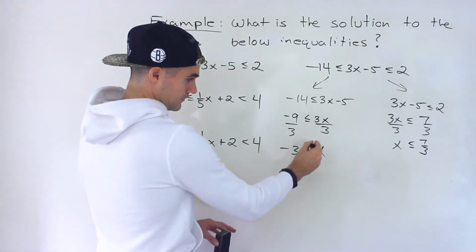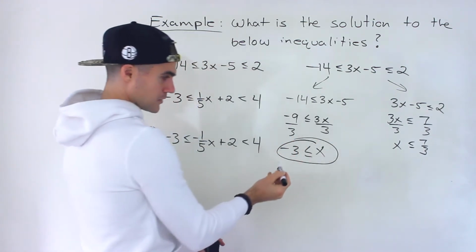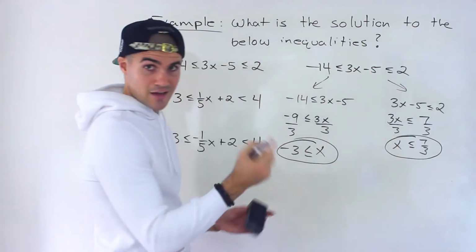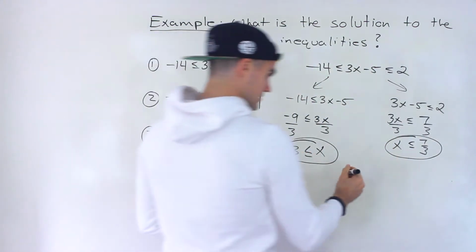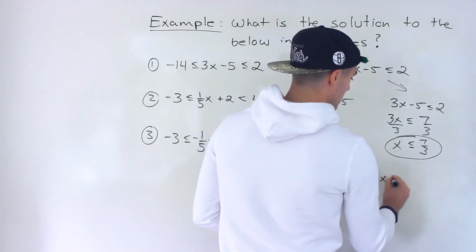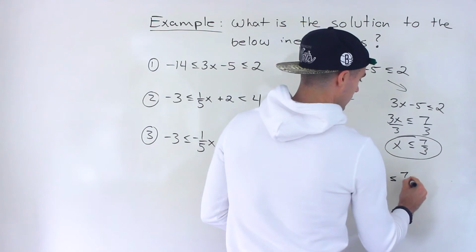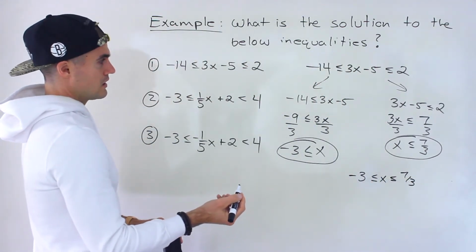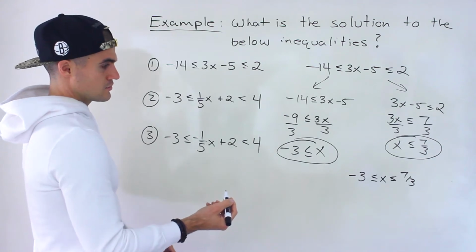So from here, all the x values have to be greater than or equal to negative 3, but all the x values have to be less than or equal to 7 over 3. So if we combine these into a solution, basically x has to be between negative 3 and 7 over 3. Right? That would be the answer to number 1.